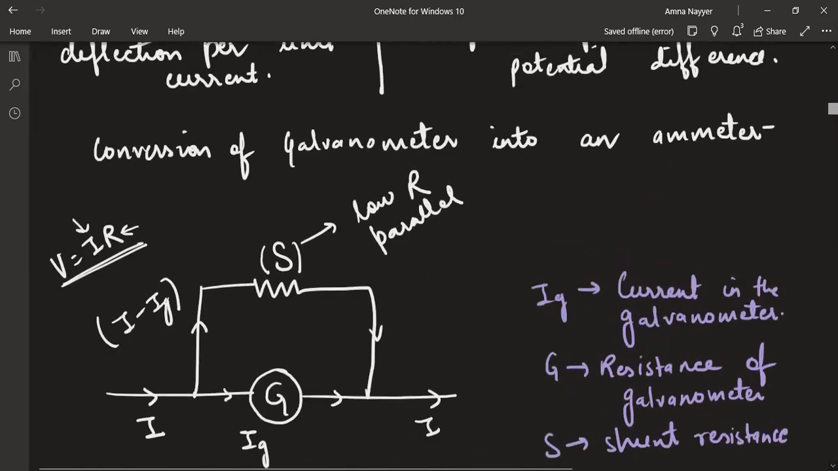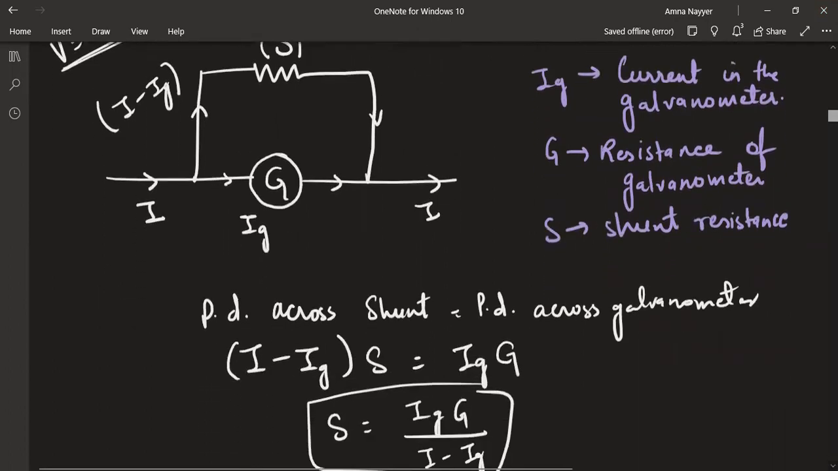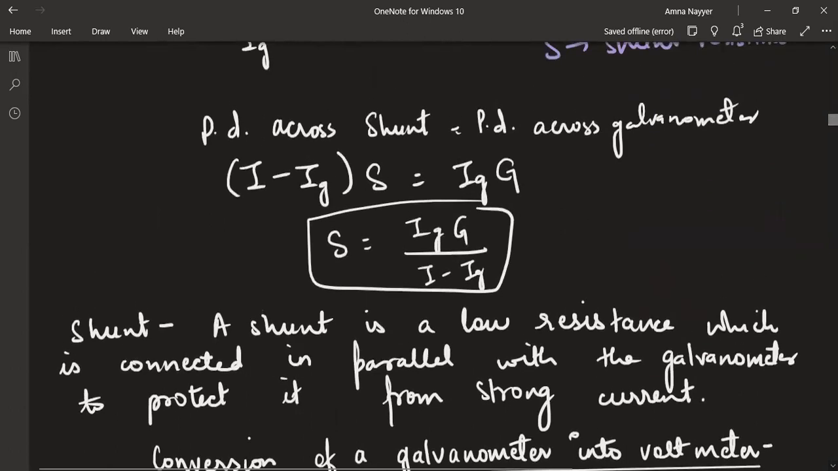Now, to convert the galvanometer into ammeter, you have to connect a low resistance parallel resistor along the galvanometer. This is known as shunt. So the formula, because they are connected in parallel, so you have to equate the potential difference. Here you will get the value of shunt as Ig into capital G divided by I minus Ig.